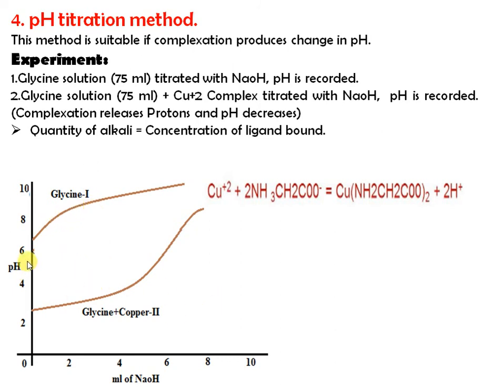So this is your graph for ml of NaOH required to neutralize this glycine, and you have to plot a graph of pH versus ml of NaOH. So what you have to do first? First of all, you have to titrate your glycine with sodium hydroxide, and this curve you have to consider as a standard curve, or a reference curve. Then your glycine forms a complex with cupric ion. That complex will be this complex, when you add cupric ion into this glycine. Then what happens?